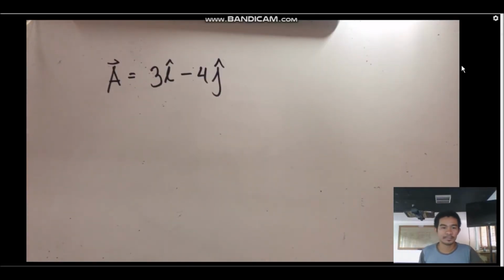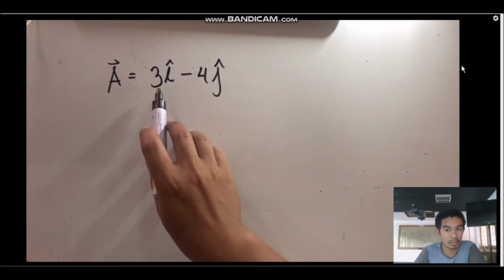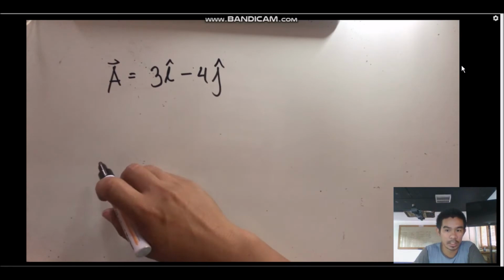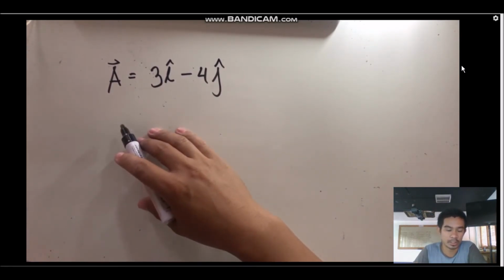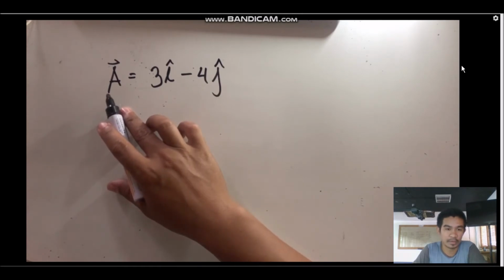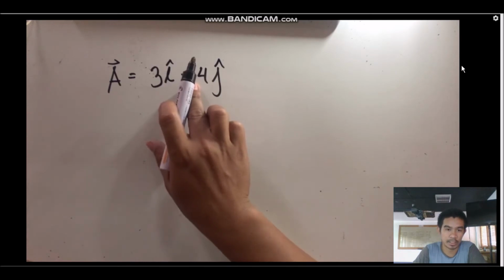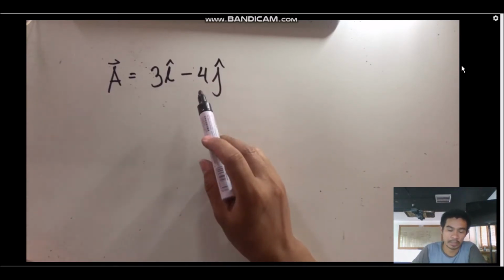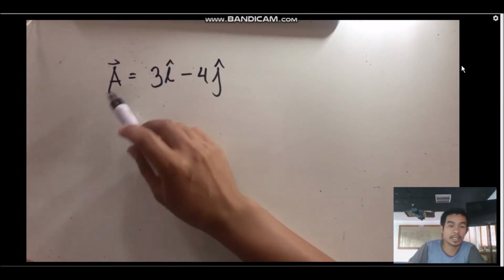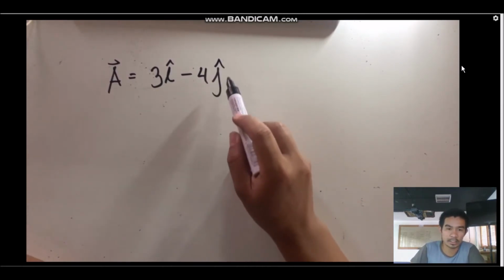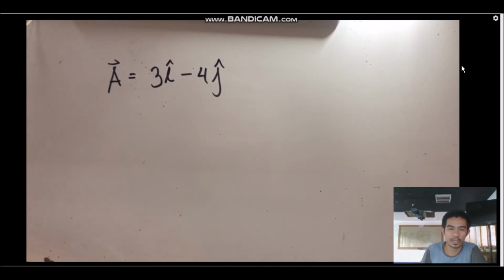So this time, a vector that is expressed in its components will be expressed in terms of magnitude and direction. So this is the given vector. Vector A equals the x component is 3 i hat minus 4, that's negative 4, the y component of vector A, with j hat as the unit vector. So we'll express this in terms of magnitude and direction.